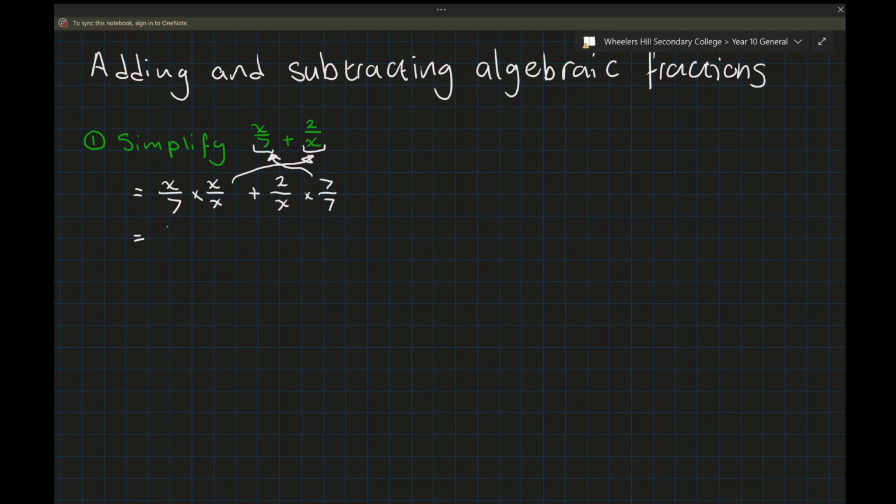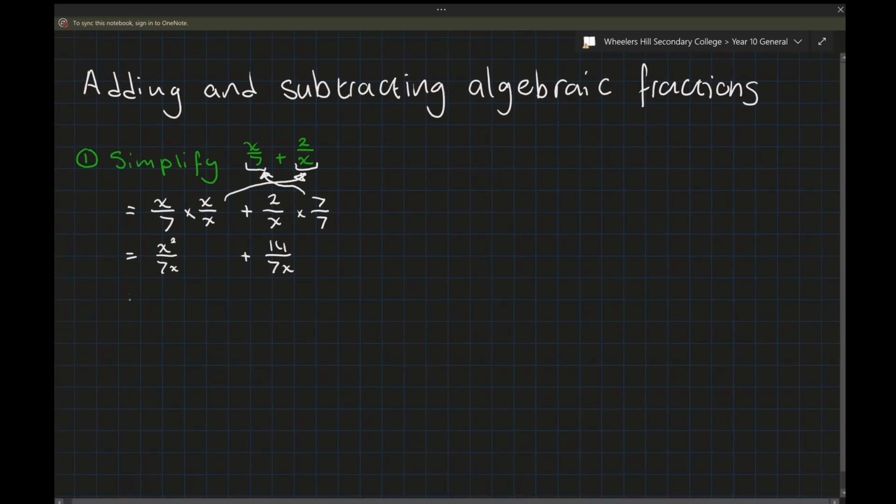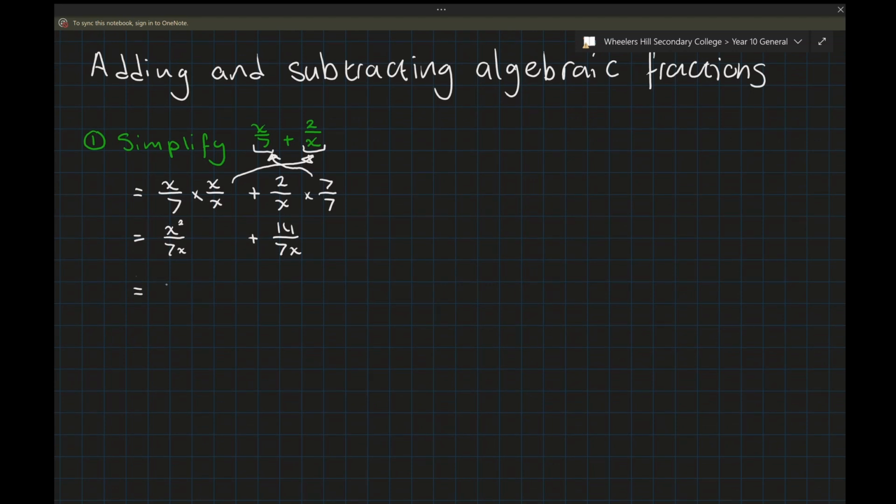This first fraction now becomes x squared divided by 7x, and the second fraction now becomes 14 over 7x. You can see by cross-multiplying the denominators, we've ended up with two denominators that are exactly the same. We can now add these like we would add normal fractions. This will become x squared plus 14, all divided by 7x.